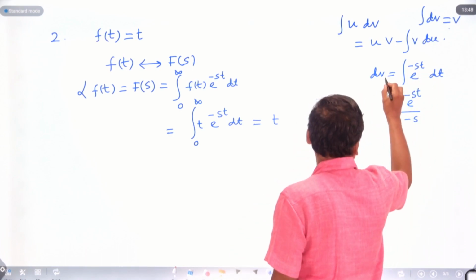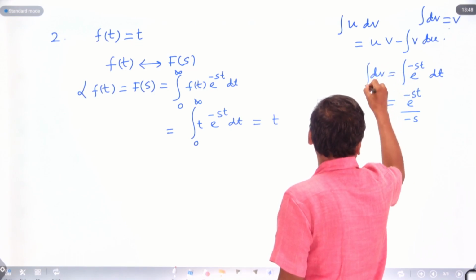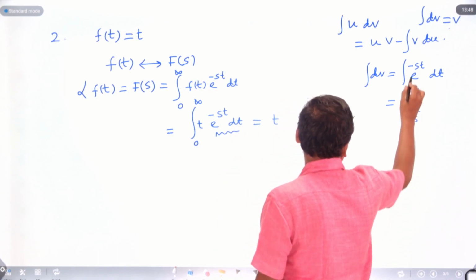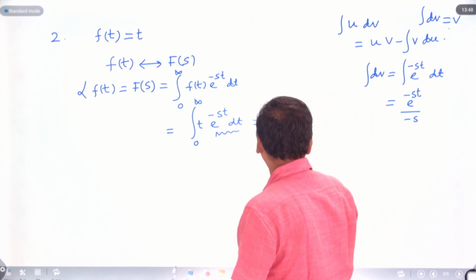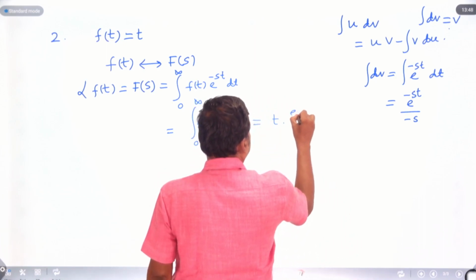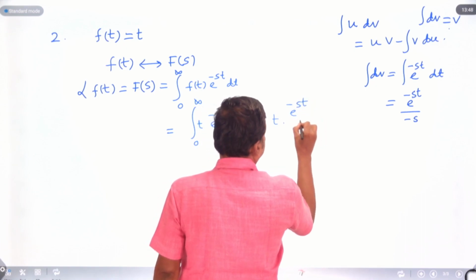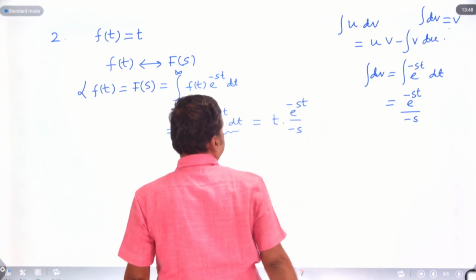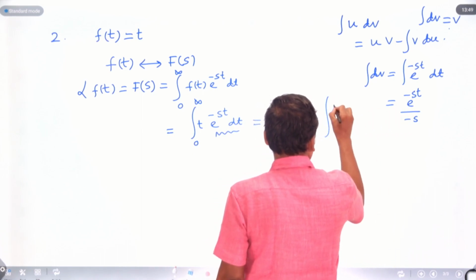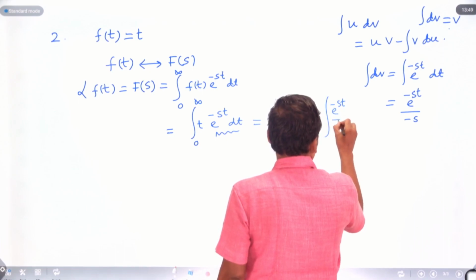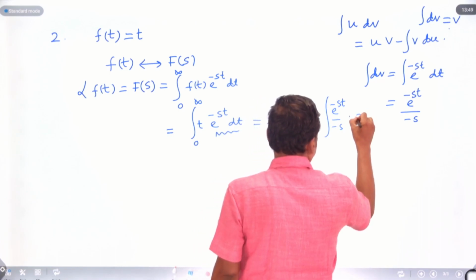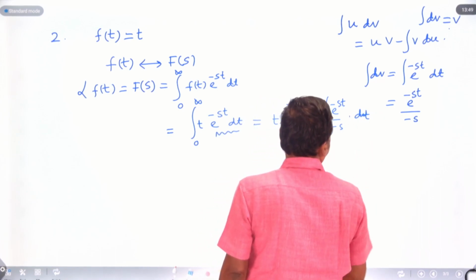So integration of dv, the second function e to the power minus st dt, is nothing but e to the power minus st by minus s. That is your v. So u into v is t times e to the power minus st divided by minus s. Then minus integration of v into du, which is e to the power minus st by minus s times du, and the differential of t is dt.